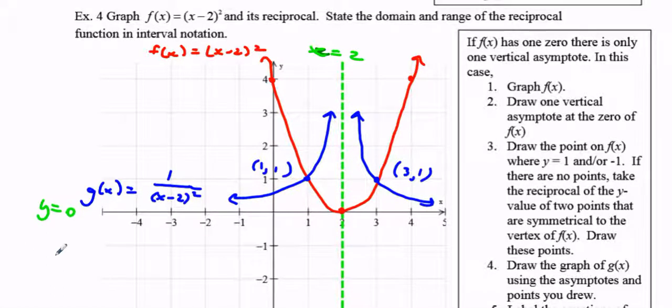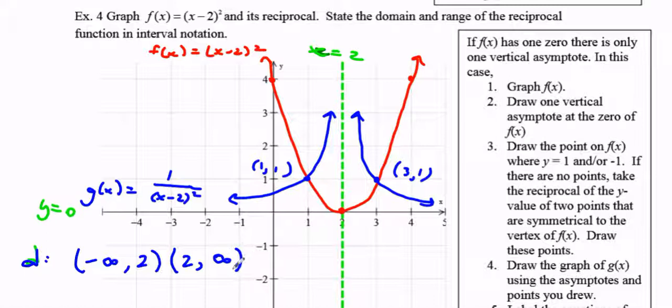So our domain, let me switch to blue, is going to be negative infinity right up to our vertical asymptote, which is 2. And then we're going to jump over that vertical asymptote. So we're going to start up again after 2 and then continue on to positive infinity.